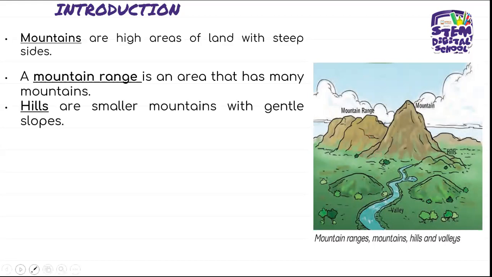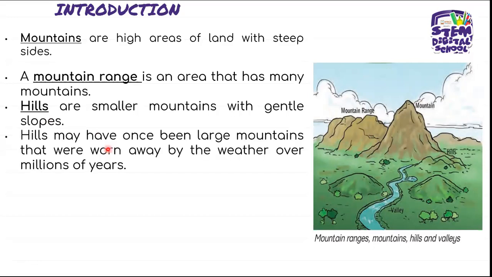We also have hills. Hills are smaller mountains with a gentle slope. If you look at the picture here, next to the mountains are hills. They are very small and they have a gentle slope. Hills may have once been large mountains. It happens. Maybe a long time ago they were high, but because of weather, over a million years, they became hills. They become small. Are we clear?